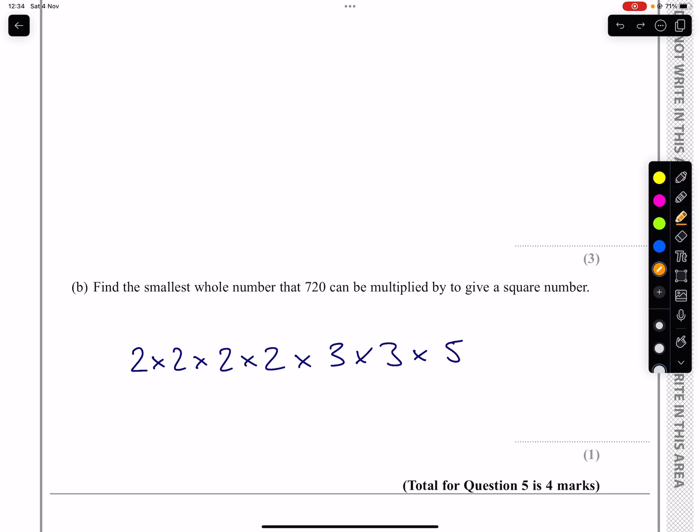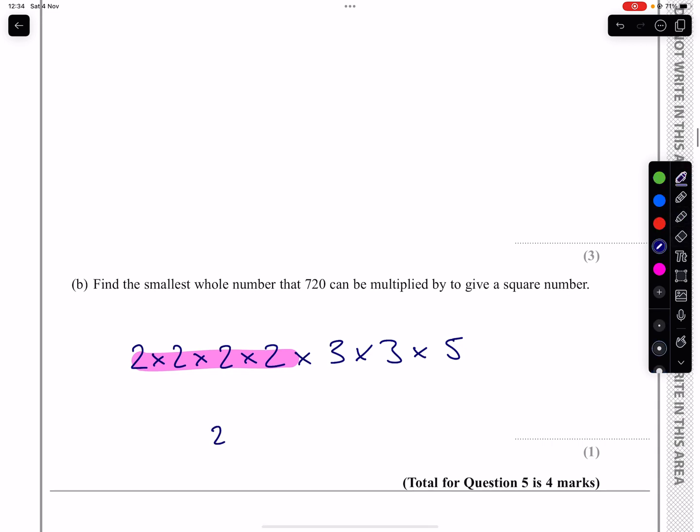Now, if I highlight our 2's, first of all, that is a 2 to the power of 4, which just for the record is 16. That is a square number, okay? If we multiply our 3's together, we will end up with 3 squared, which is also a square number, 9. So multiplying all of that pink part and all of that green part together, we get a square number.